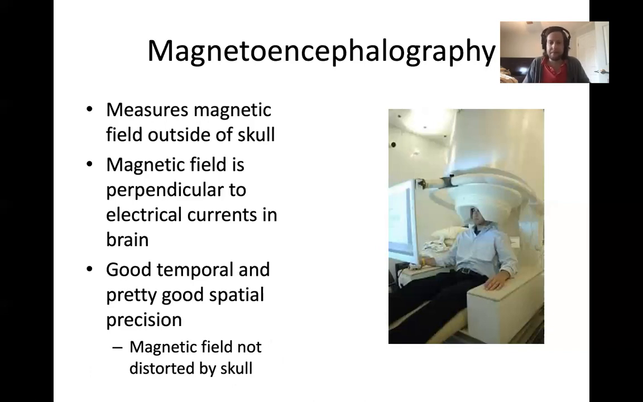So MEG arguably is the most well-rounded method, though it's also very expensive. To my knowledge, there's nothing like that, for instance, at KU's campus. The equipment itself is expensive. Each time you use the equipment, it's expensive. And so it's not particularly common. EEG is very common because it's pretty cheap and it's pretty good. MEG is better, I would say, than EEG, but it's not particularly common just because of the price and because it's difficult to use.